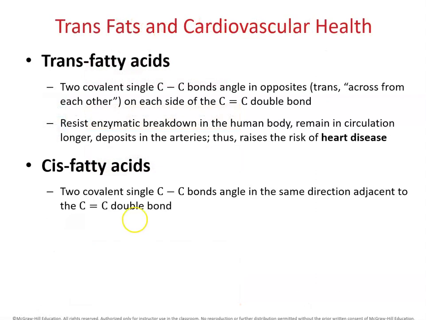We have 2 different forms, trans fatty acids and cis fatty acids, and it has to do with the geometry around any double bonds that we have. Trans fatty acids take on a really strange geometry. They're a shape that is really difficult for our enzymes to break down, so they stay circulating in the blood for longer, and they're more likely to stick to your arteries, and therefore we have an increased risk of heart disease if we eat trans fatty acids.